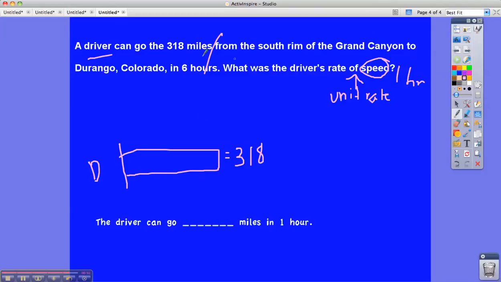From the south rim of the Grand Canyon in 6 hours. So 6 hours is the time that it takes him to travel that distance. So that means I need to split this into 6. Split it in half first. And they should be about equal segments.